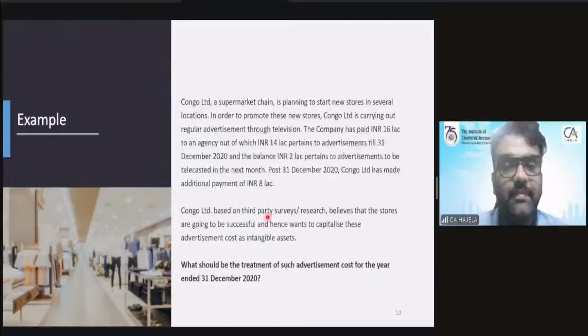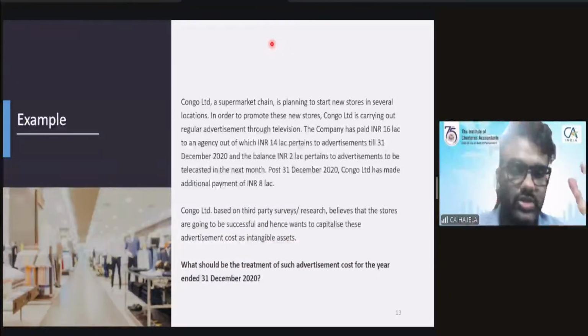Now, Congo Limited, based on third-party surveys and research, believes that the stores are going to be successful, and hence wants to capitalize these advertisement costs as an intangible asset. What do you guys think? There are two things we have to check. We have to check control and we have to check future economic benefit. Now, future economic benefit is reasonably easy to establish. But is there a control?